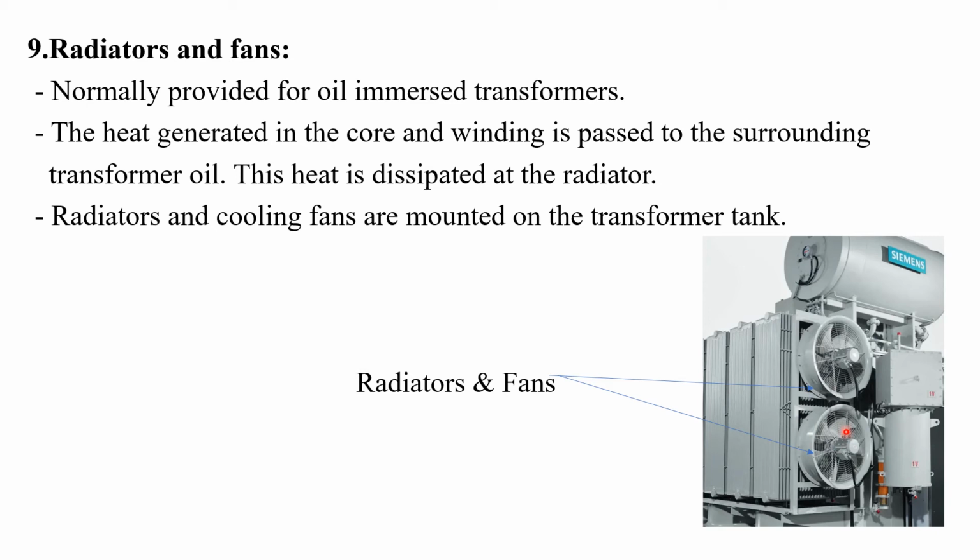We know that according to Joule's law, heat will be dissipated in the transformer oil due to the flow of current through the windings. So due to the flow of current through the windings, heat will be generated, and that heat will be directly dissipated to the transformer oil, and that transformer oil is cooled by these radiators and fans. That is the main function of the radiator and fans, which are provided on the transformer main tank.